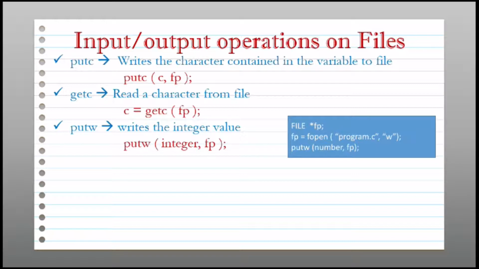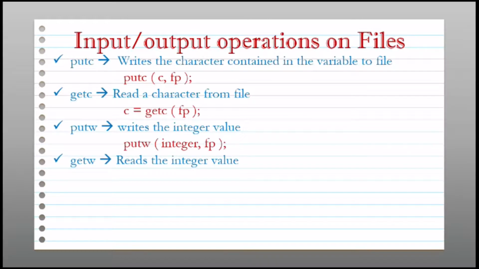We have opened the program.c file in write mode. putw in brackets takes the variable name and the file pointer. For the normal variable, number, whatever value is stored in number will be written into the file. And we mention the file pointer, which means on that particular file the value stored in number will be written.